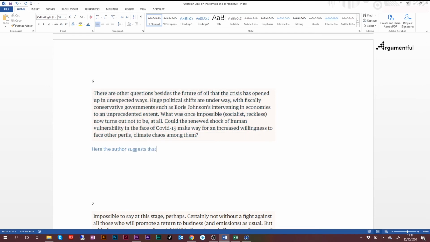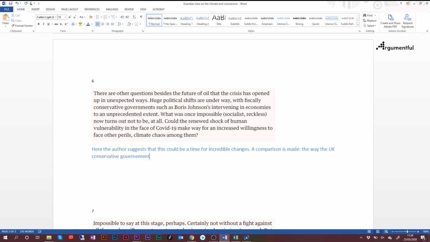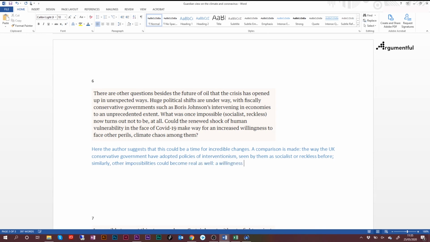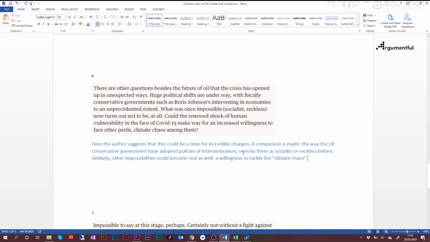Here, the author suggests that this could be a time for incredible changes. A comparison is made with the way the UK Conservative government have adopted policies of interventionism, seen by them as socialist or reckless before. Similarly, other impossibilities could become real as well, a willingness to tackle the climate chaos. Let's move on to the final paragraph.